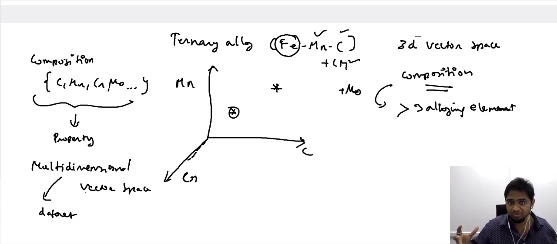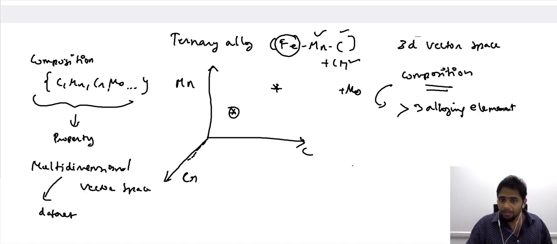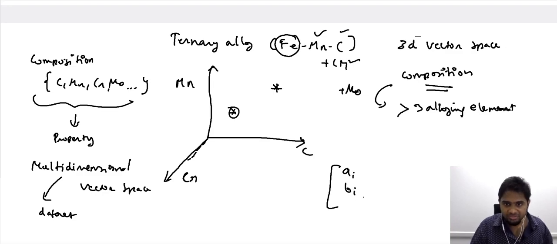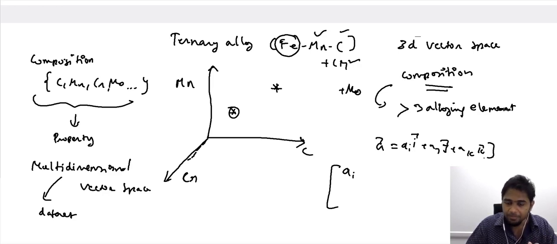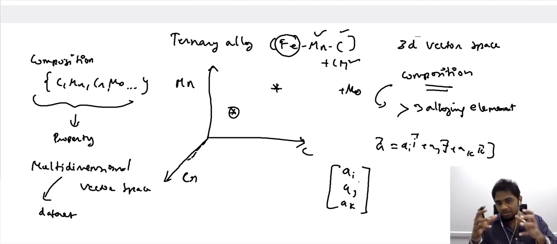So numerically, we are describing a concentration, and this is possible only in a multidimensional vector space. And if you recollect, one way of writing a given vector would be of this form: the vector A that we have considered before can be represented as A_i, A_j, and A_k. So this vector lies within the three-dimensional vector space.